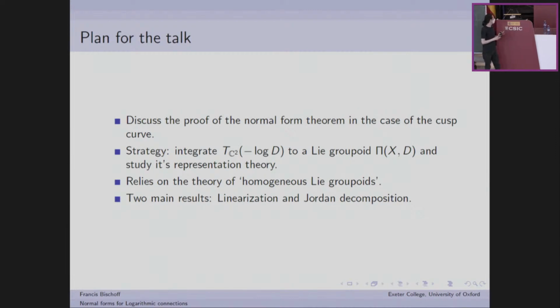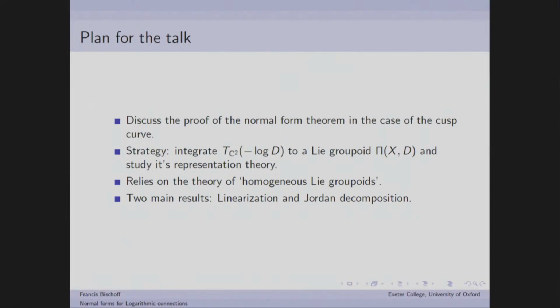So I just want to explain the case of the cusp singularity, because all the ingredients are present in that case, and it's very concrete. So that's what I want to talk about now, and there's two results that I need to explain. One of them is a linearization theorem, and one of them is a Jordan decomposition theorem.